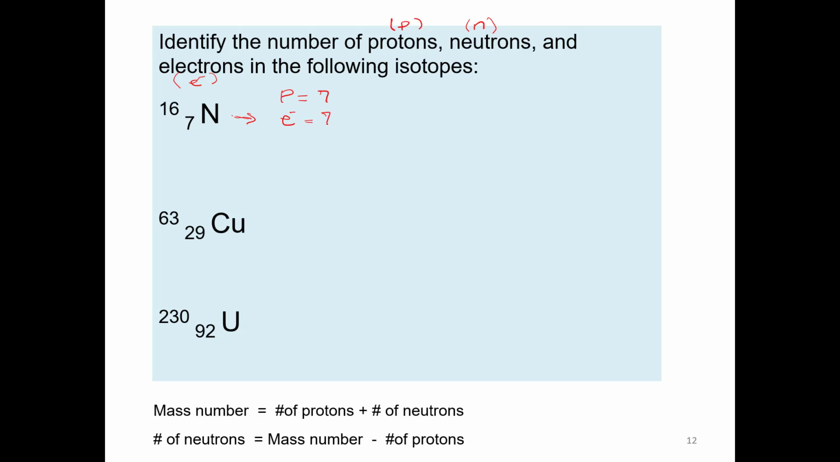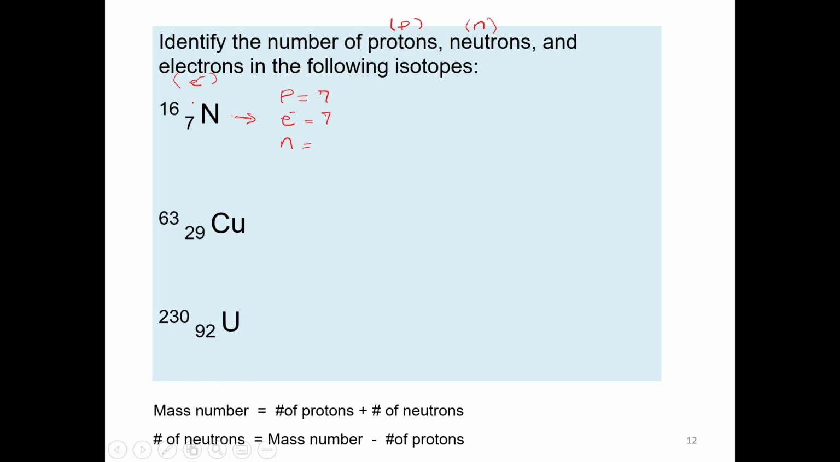And we had 7 also. And the number of neutrons, just to review: the mass number equals the number of protons plus the number of neutrons. Then if we want to calculate the number of neutrons, all we need to do is subtract the number of protons from the mass number. Then the number of neutrons equals the mass number minus the number of protons.